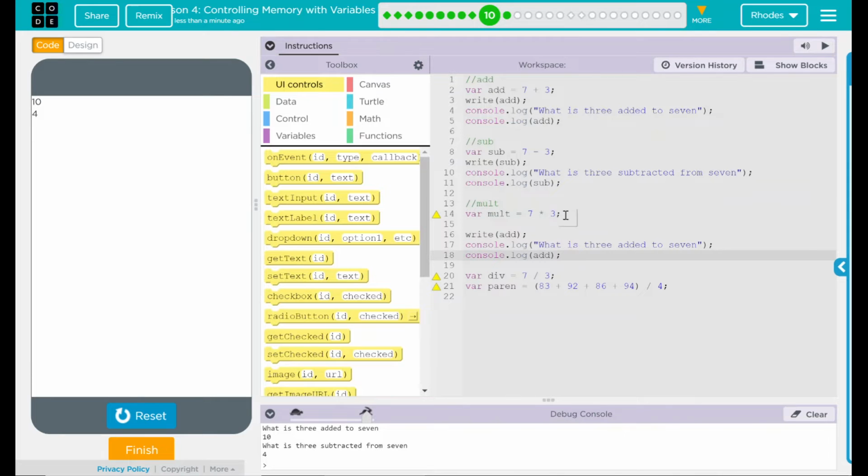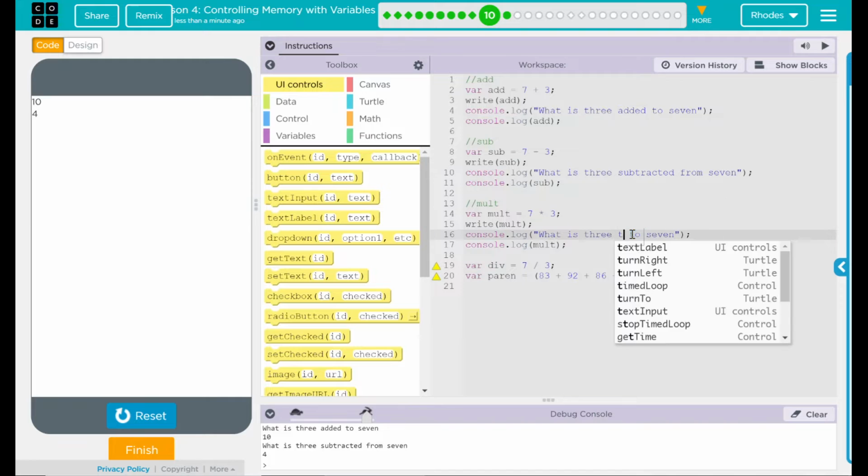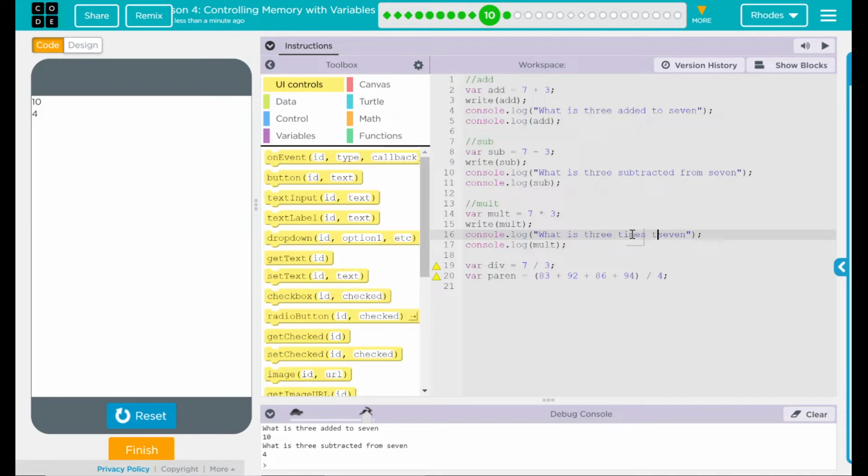I'm going to paste this in here. I am changing things again to our variable. Our variable is mult, so I have to make sure that's there. Same thing down here, mult. And I'm going to change what's written here. What is 3 times 7?